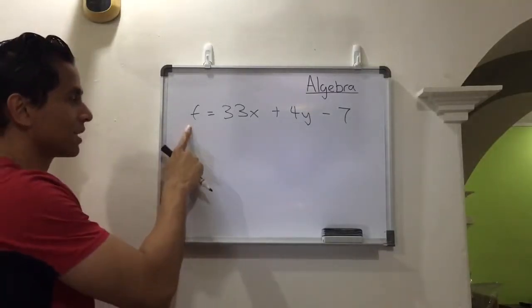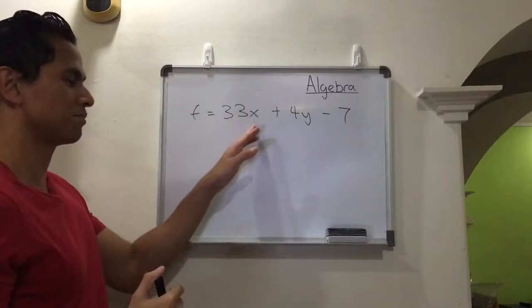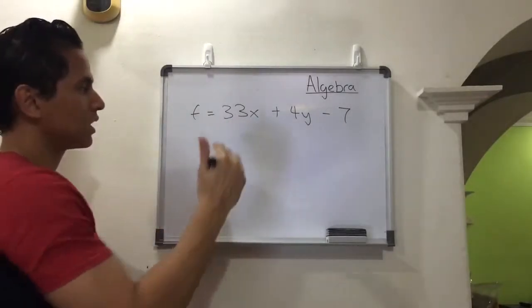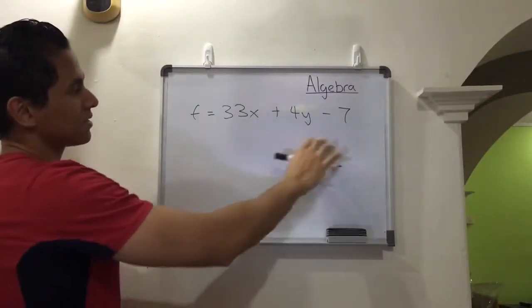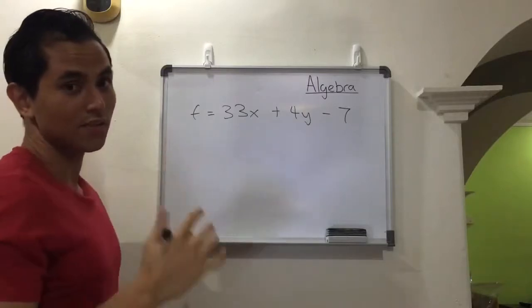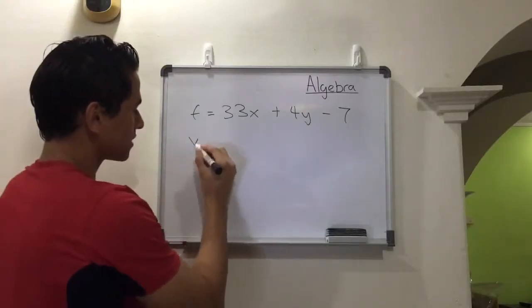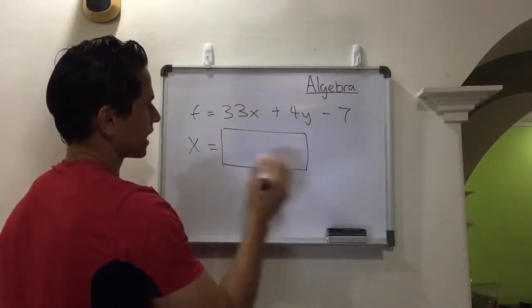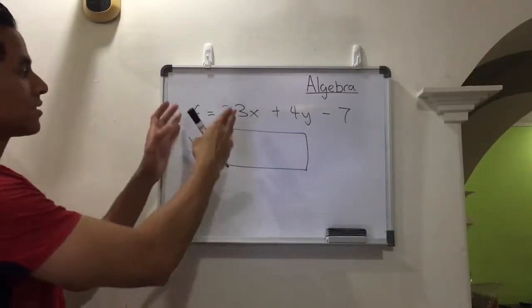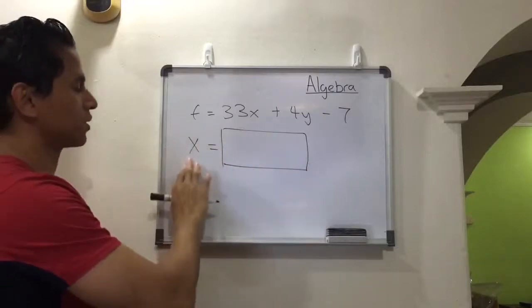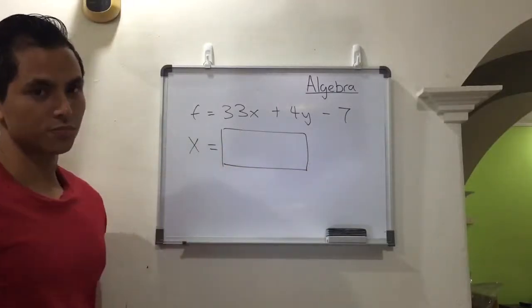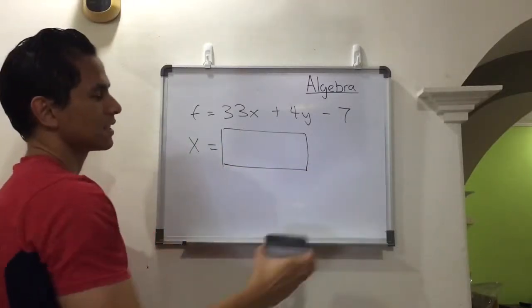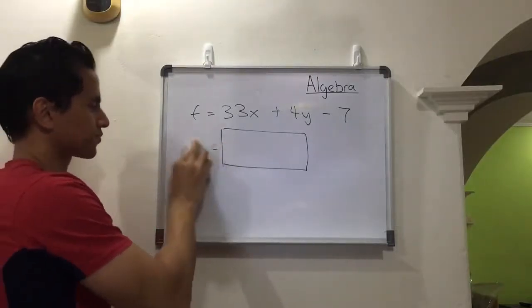Now f is the subject of the equation, and we want to change it so that x becomes the subject of the equation. That means we are supposed to manipulate this algebraic equation until we get something like x equals blank. Everything else we have to shift to the right and x will be on the left. So that's our goal. Now let's think about how we achieve this.